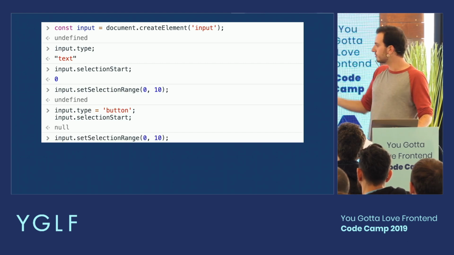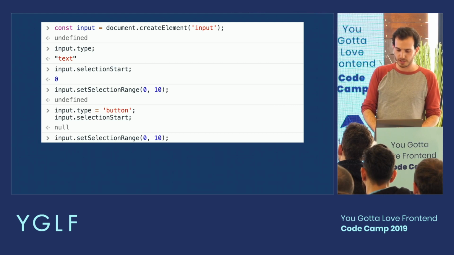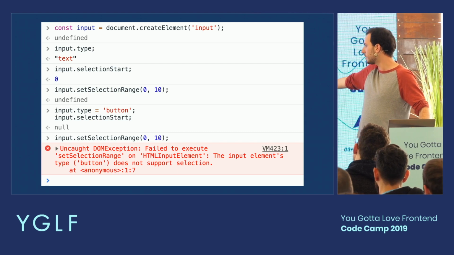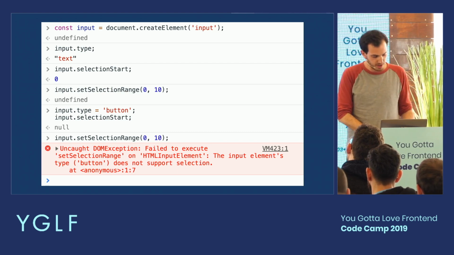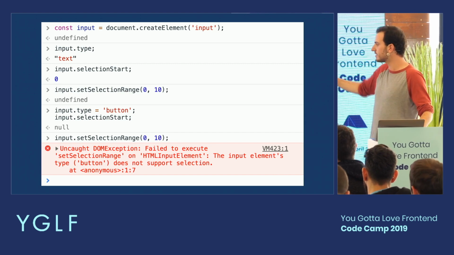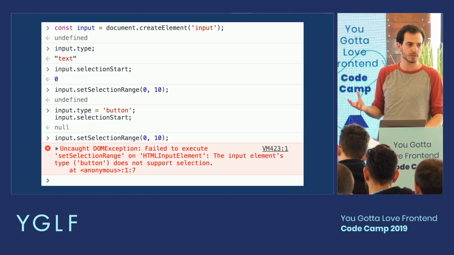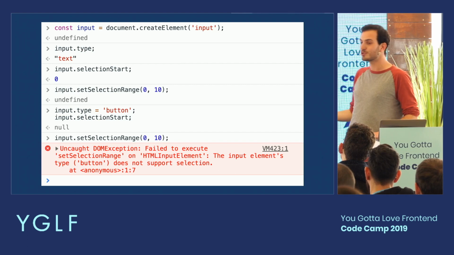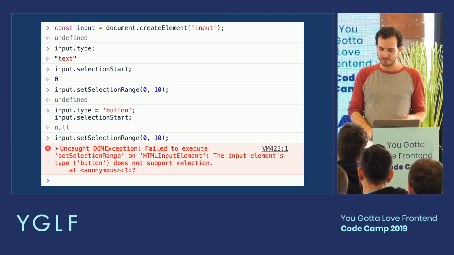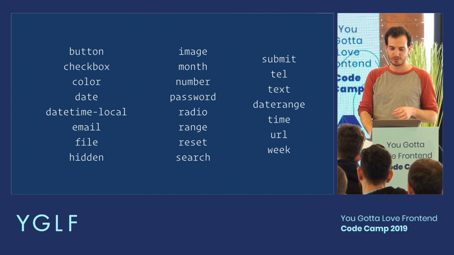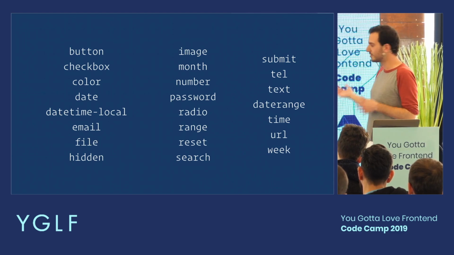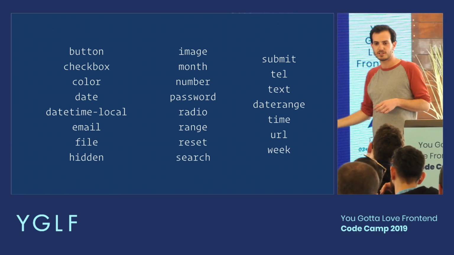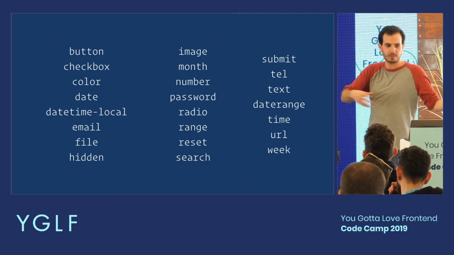On the other hand, if you do now try to set selection range, you will get a DOM exception. It'll say failed to execute: the input element type does not support selection. Yeah, it makes sense. But I think that this is still sort of problematic and that it's a symptom of a component that tries to do too many things. And this is really highlighted by the fact that input has 22 different types. I'm pretty sure that there's one or more types in this list that most of you have never seen.